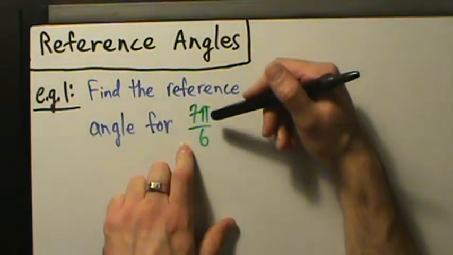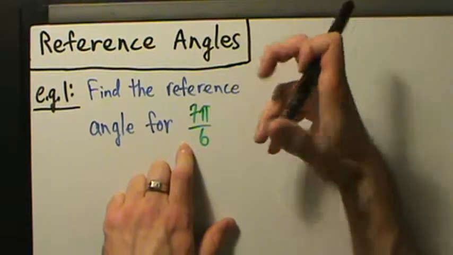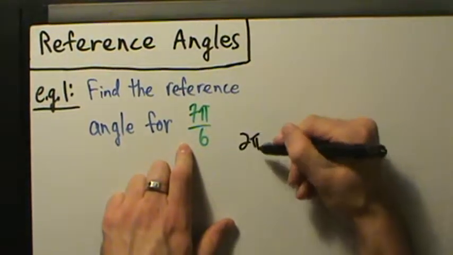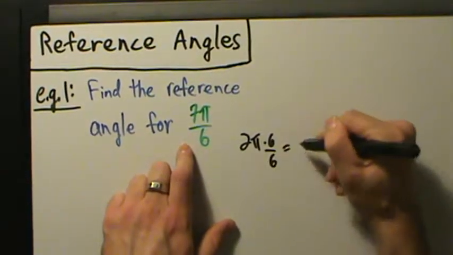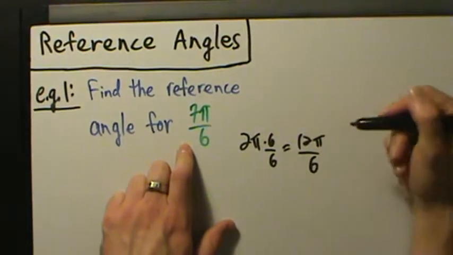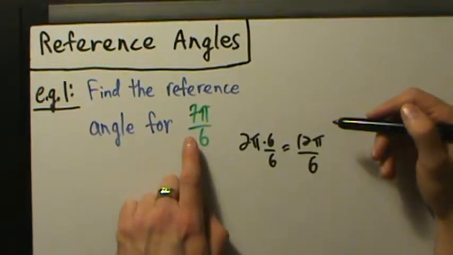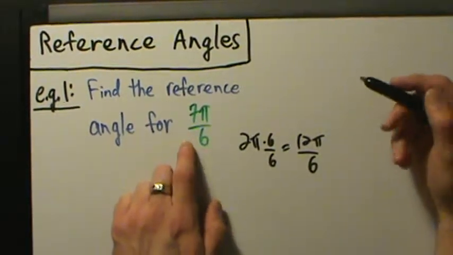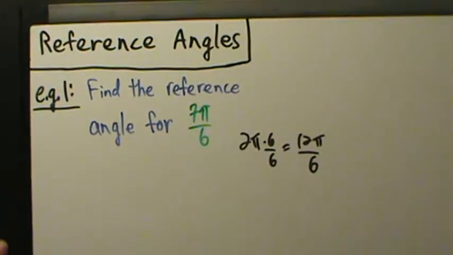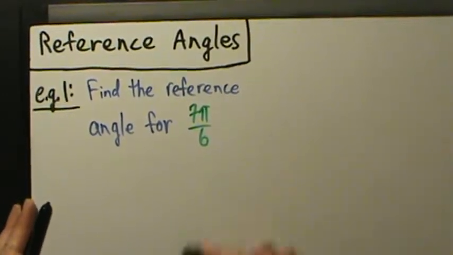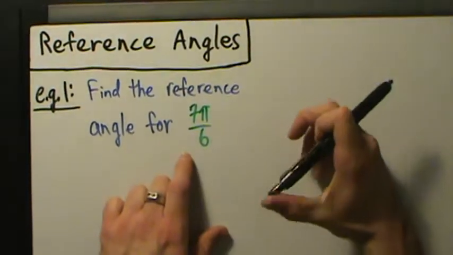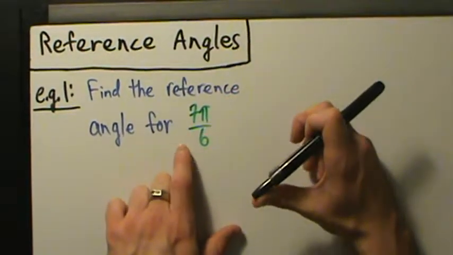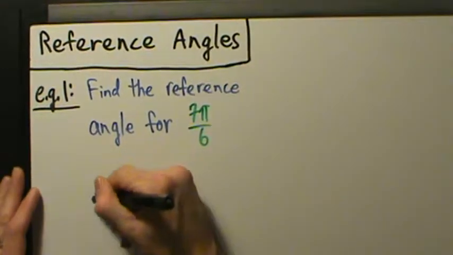7 pi over 6, it's less than 2 pi radians because 2 pi radians is the same thing as if you multiply by 6 over 6, that's 12 pi over 6, right? So 7 pi over 6 is less than 12 pi over 6, and of course 7 pi over 6 is positive, it's larger than 0. So it is between 0 and 2 pi, okay? That's the first thing we ask ourselves. And the answer is yes, it's between 0 and 2 pi, so let's draw it.